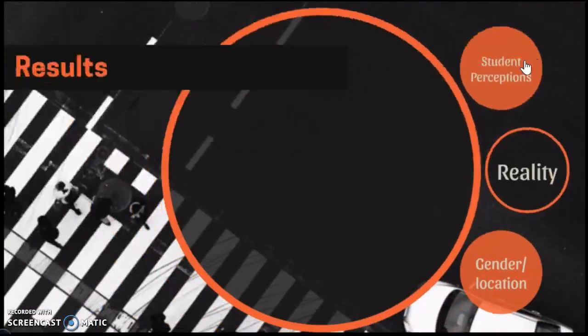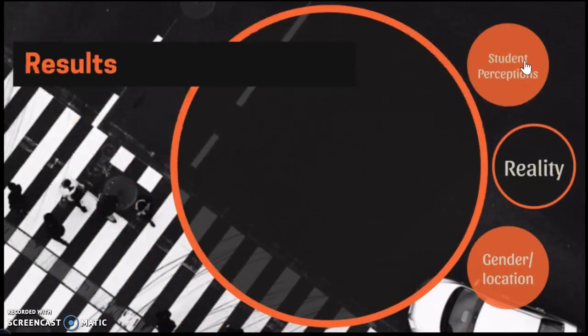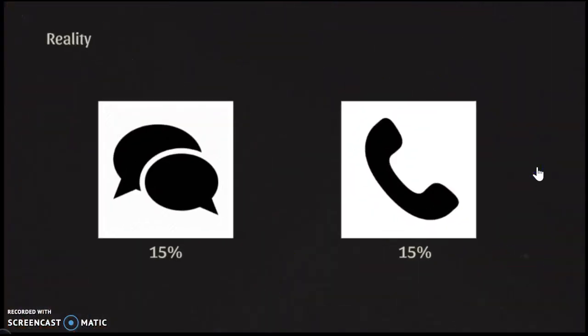However, these perceptions didn't correspond with actual occurrences of reported cyberbullying. The 2 most common media for reported occurrences of cyberbullying were instant messaging and phone calls, both with approximately 15% of pupils reporting having been victims or bullies using that media.